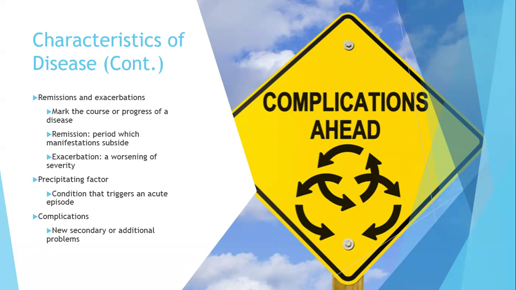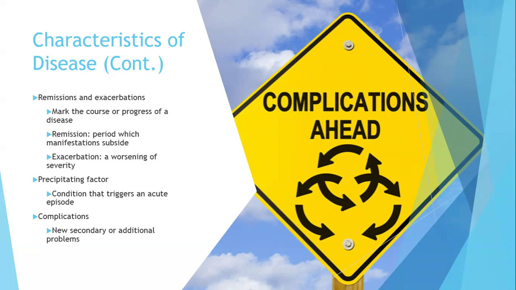A precipitating factor can be a condition that triggers an acute episode. So a good example with multiple sclerosis is sometimes people, if they're exposed to a lot of heat, that can trigger an acute episode. And so the heat is the precipitating factor.